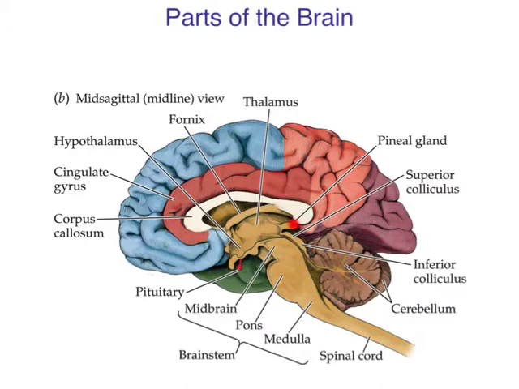Over here, towards the back of the brain, by the way, this would be the front of the person's body, and this would be the back, in case you were wondering. So this would be the ventral side, and this would be the dorsal side. This little area right here is called the pineal gland.